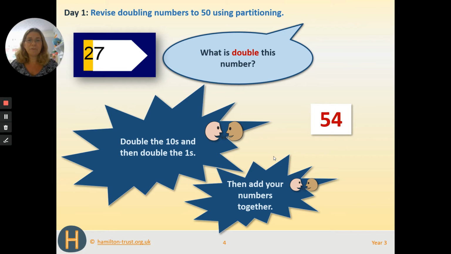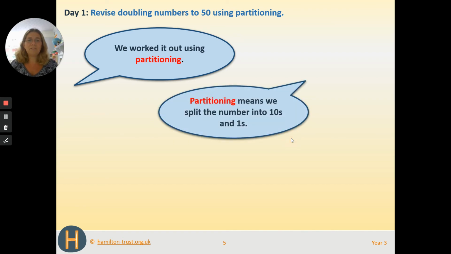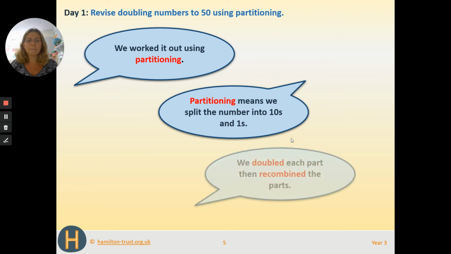Did you get 54? Fantastic. Double 20 is 40 and double 7 is 14. 40 plus 14 equals 54. We worked it out using partitioning. Partitioning means we split the numbers first into tens and then into ones or units. We double each part and then we recombine the parts to find the total.